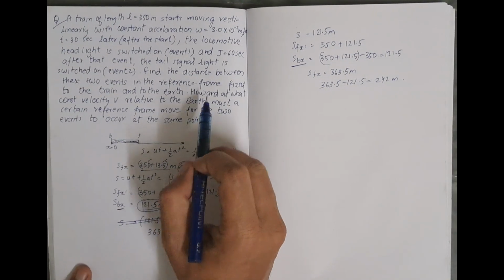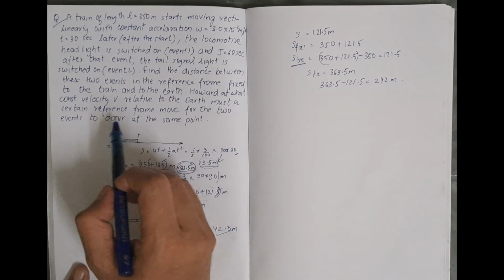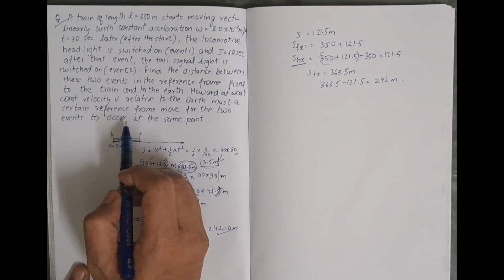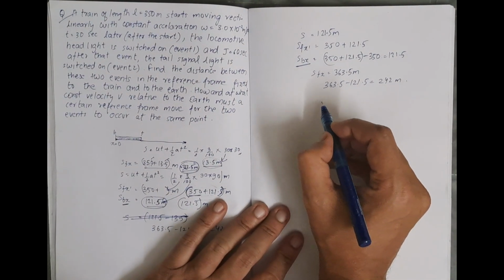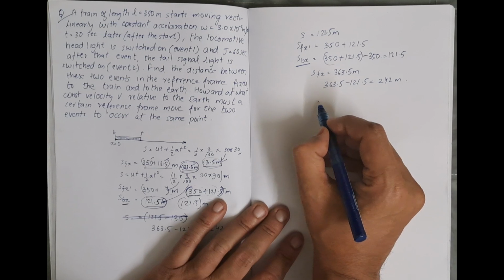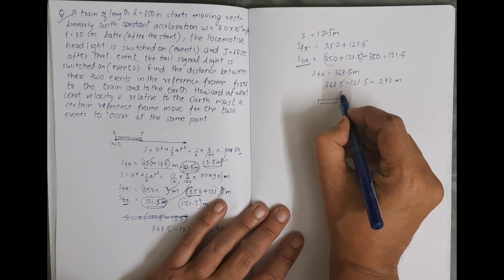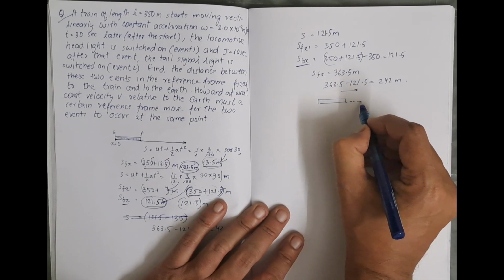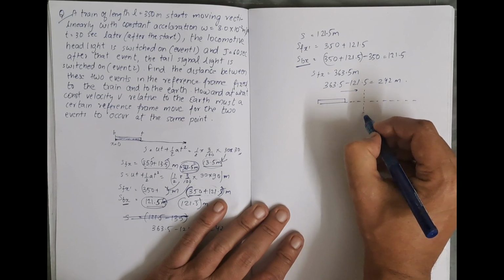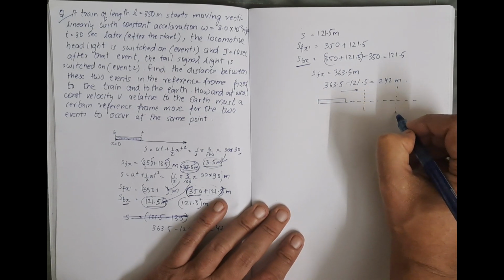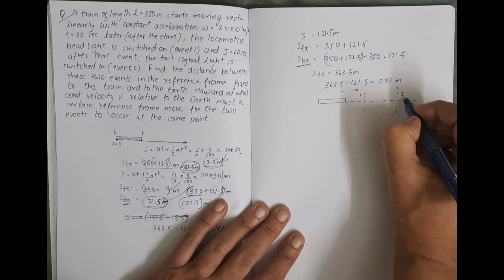Now coming to the last part of the question: how and at what constant velocity v relative to the earth must a certain reference frame move for the two events to occur at the same point? Now let me draw the diagram of the train once again. This time I will depict both the events happening. This is the train and it goes in this direction. This is where event 1 is happening, suppose. This is where event 2 has happened. I'm just writing 1, and this is actually event 1, this is 2.